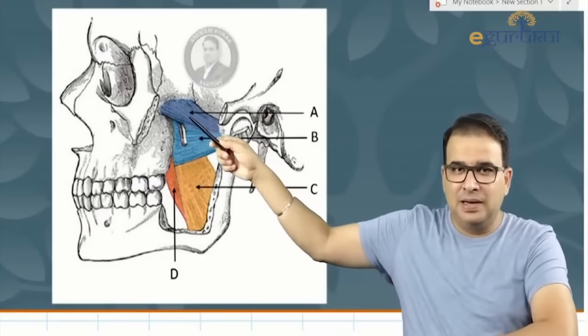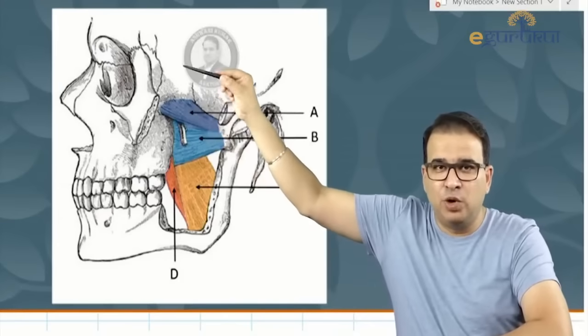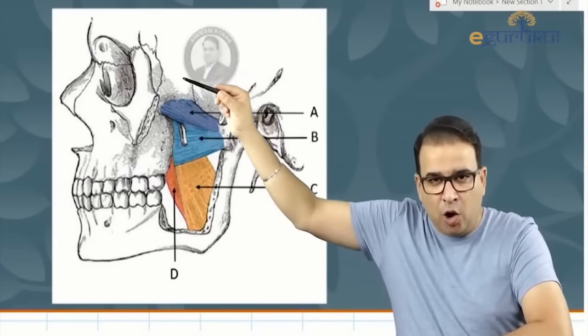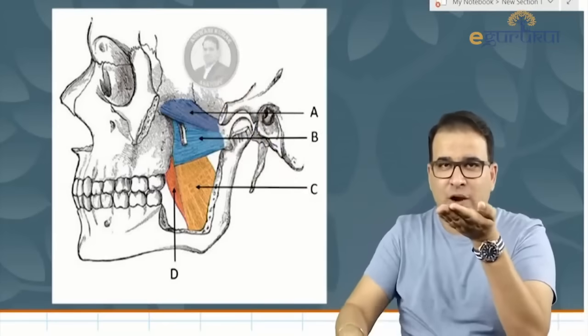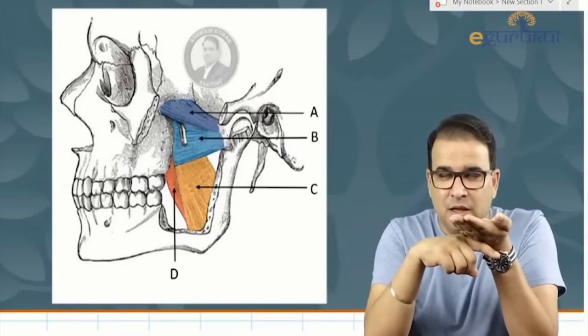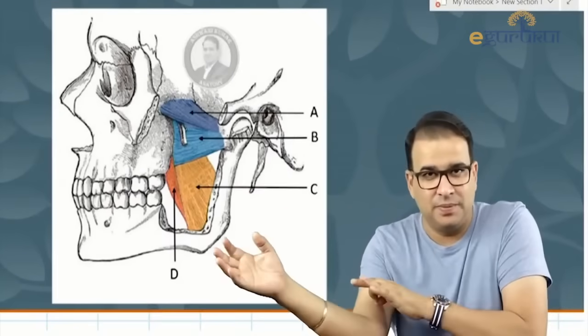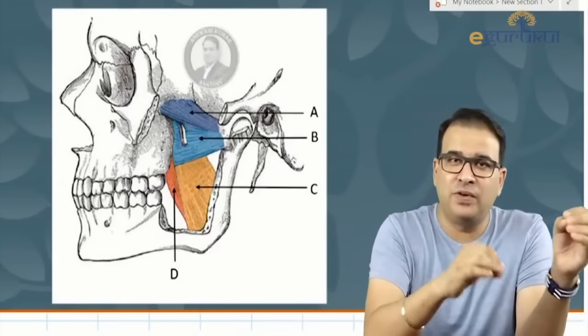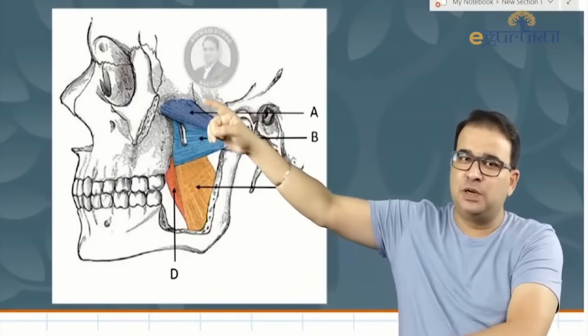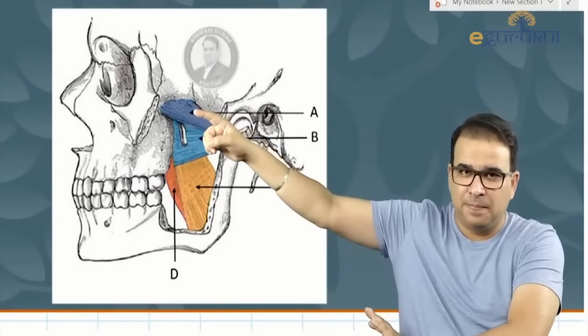If you see the upper head, it is actually attached to the greater wing of the sphenoid. What bone is that? That's the greater wing of the sphenoid. And on the lower surface of the greater wing of the sphenoid, there is a crest, which is called the infratemporal crest of the greater wing of the sphenoid, which gives attachment to the upper head of what? Lateral pterygoid. That muscle is the lateral pterygoid.